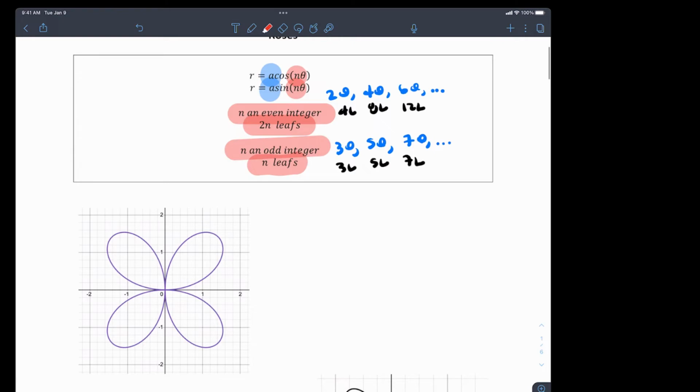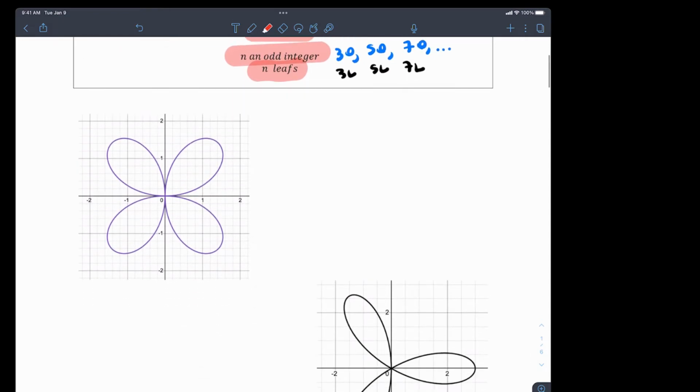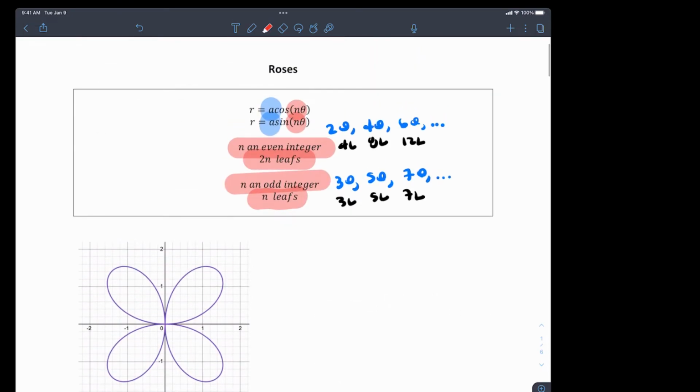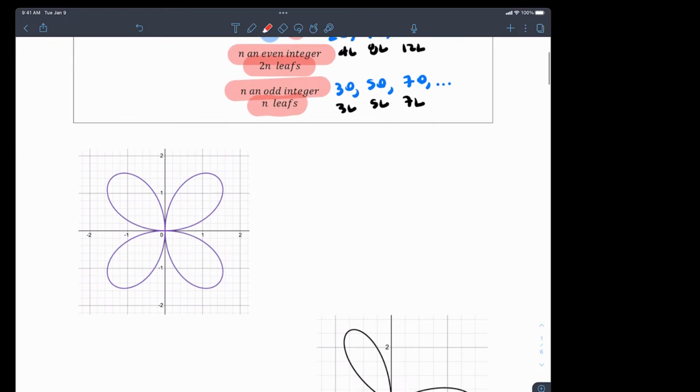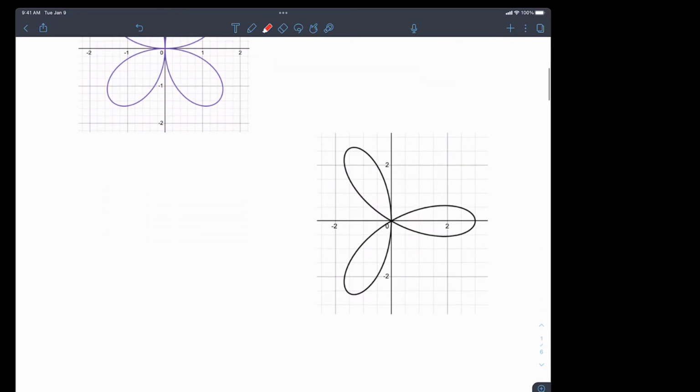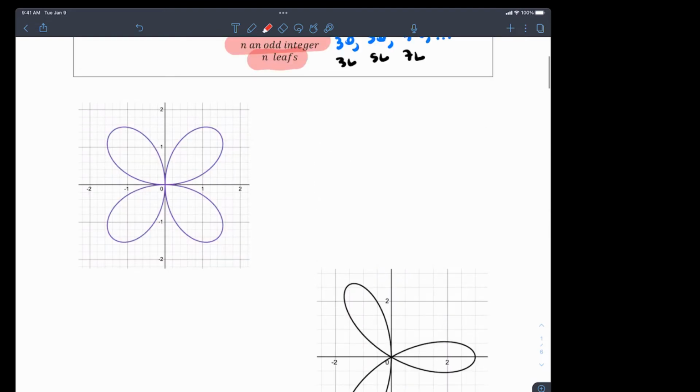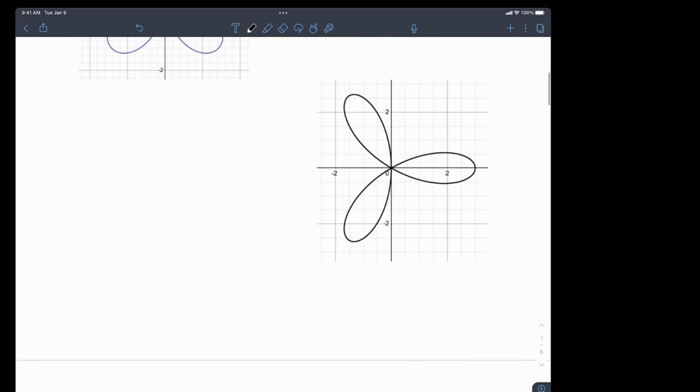So I drew a picture here for you of what you can see. Here are some roses. That's what we call roses. Over here you have a 3-leaf rose. These are 4 leaves. Is that a picture of a 4-leaf rose? Yeah. Is that a picture of a 3-leaf rose? Yes. You got leaves.